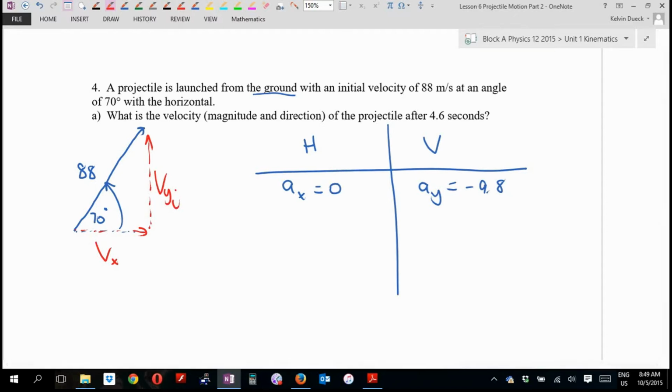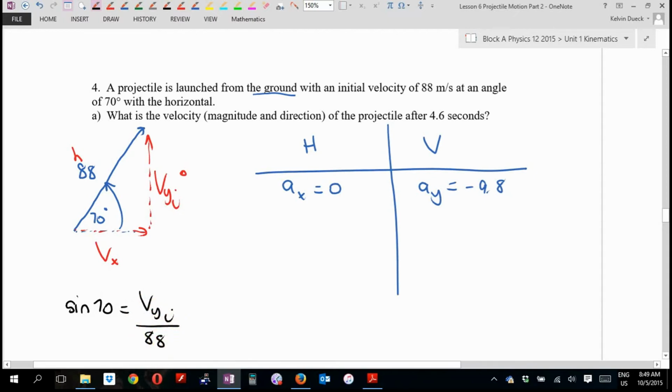Do you want me to use the shortcut or derive it? You want me to derive it? So it's going to be opposite over hypotenuse. Which trig function is going to be Vy? Sine. Anyways, if I derive it, it would be sine 70 equals Vy over 88. How would you get the Vy by itself, Rob? Okay, so this is why my Vy is sine thing works. It's going to be 88 sine 70.